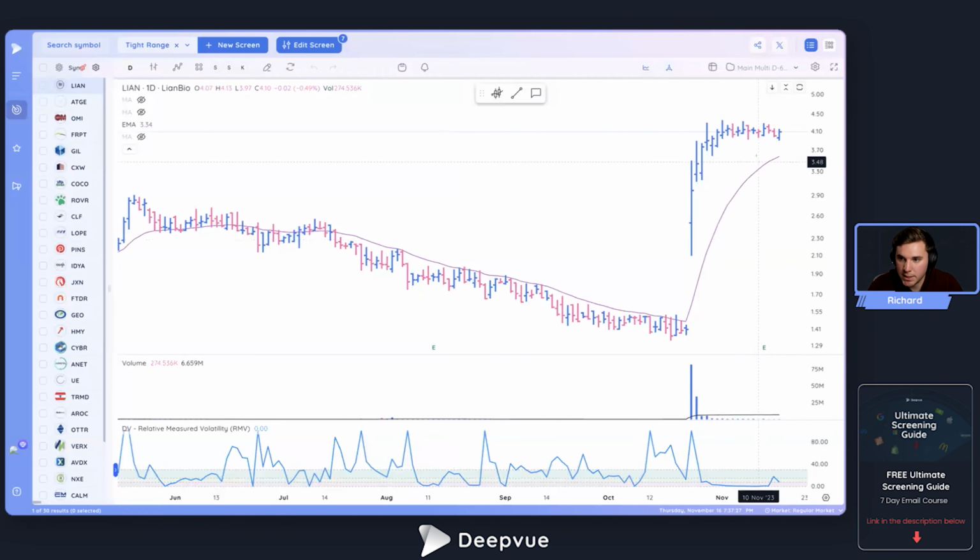Is RMV based on ATR? It incorporates stuff similar to ATR, but that's not really what it's using to determine tightness. It's something that we've come up with ourselves.